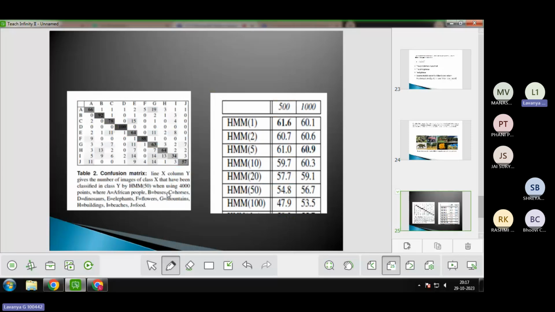B denotes buses, C denotes horses, D dinosaur, E elephant, F flower, G is mountain, H is building, I beaches, and J is food. Okay, so with this only we are going to categorize this. Based on the pixels, you are getting all these entries in your matrix. With these values, we are calculating an HMM. How many HMMs: of 1, 2, 5, and so on.